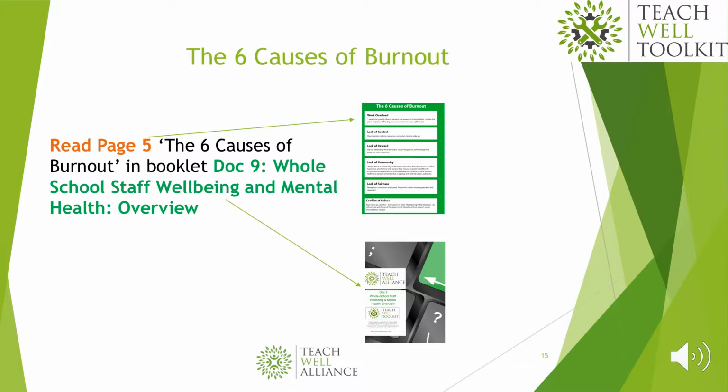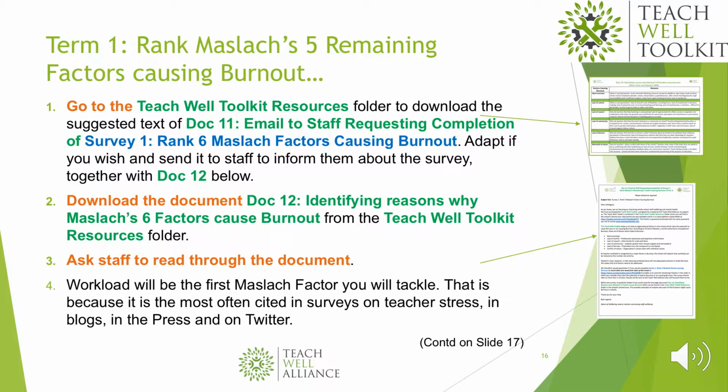Take a look at page 5 in document 9, Whole School Staff Wellbeing and Mental Health Overview. Maslach identifies the 6 factors and explains what each of them means. Your first step in Term 1 is to send the text of document 11, email to staff, requesting completion of Survey 1, rank Maslach's 5 remaining factors causing burnout to staff, and attach document 12, identifying reasons why Maslach's 6 factors cause burnout.